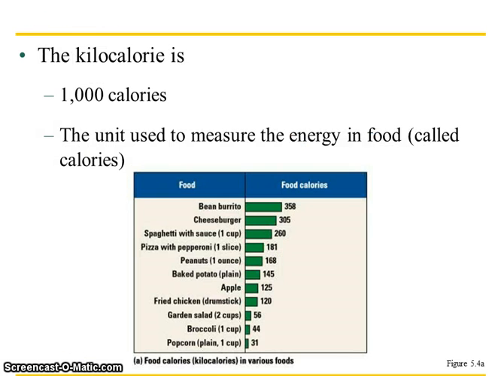When we're talking about food, we talk about kilocalories, which means 1,000 calories. So when you look at the amount of calories in anything that you're eating, that means that for each one of those, you could change 1,000 grams of water by 1 degree Celsius.